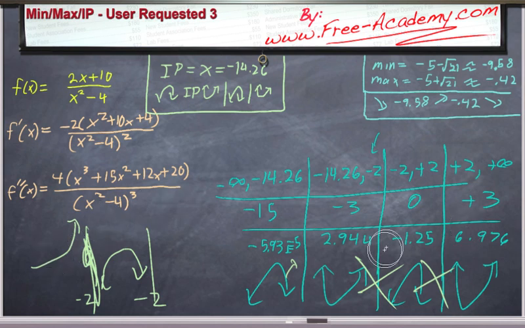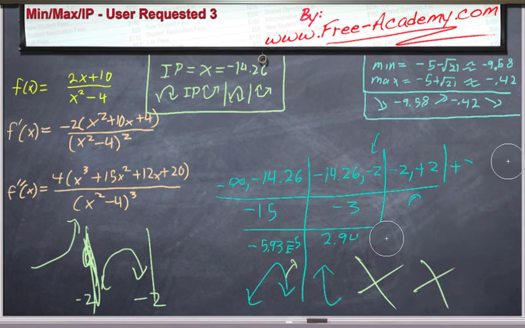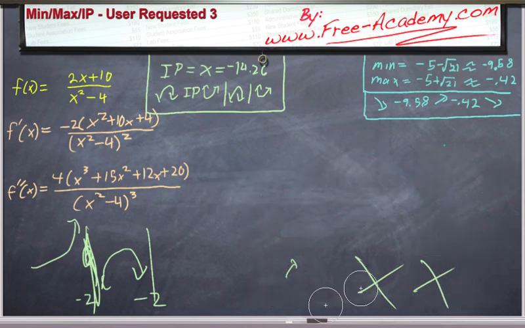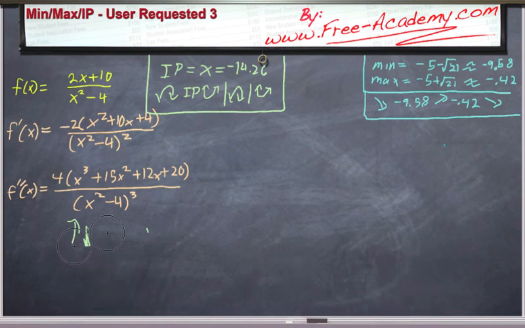And now I'm going to clear up some room. Alright, so now we know minimums, maximums, inflection points, and we know our asymptotes. Now we're going to need to know our x-intercept. X-intercept is going to occur where this function is equal to 0, which clearly is going to occur at negative 5.